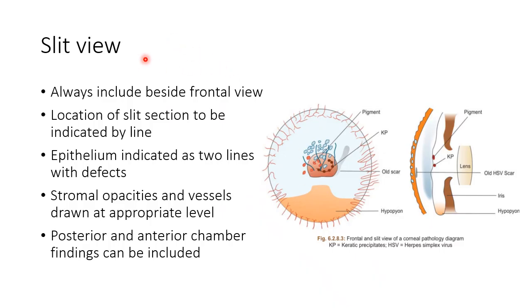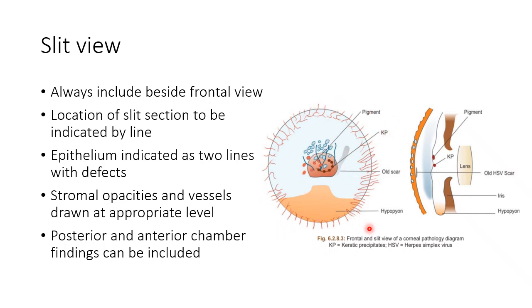Now, always remember to draw a slit view besides your frontal view. For example, in this case, there is a particular corneal pathology, say, and there is no ulcer, of course, there is a hypopyon and there are pigments and KPs. It's probably a case of uveitis, anterior uveitis. So still they've shown the KPs on the cornea. So this is the frontal view.